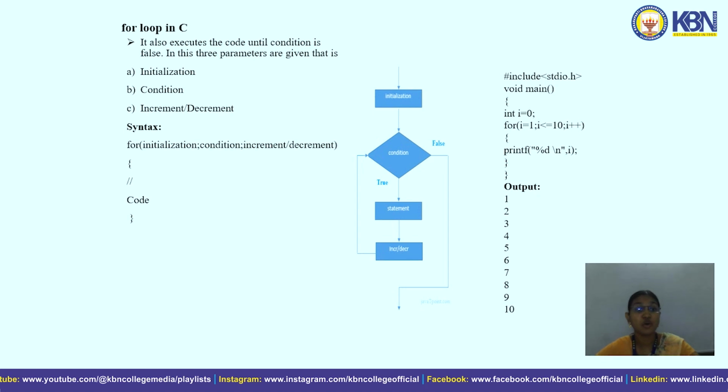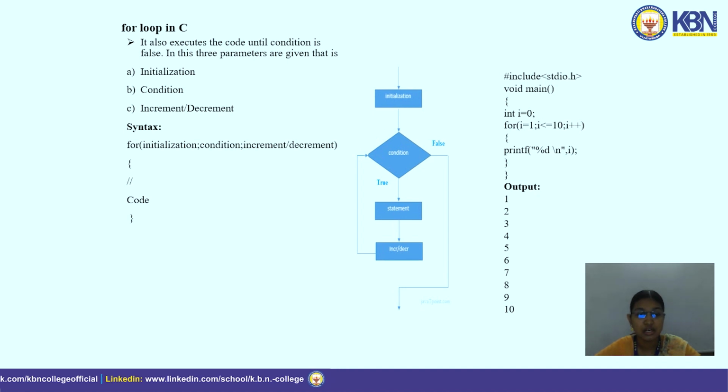Next one, the for looping statement. It executes the code until the condition becomes false. But in the for loop we have 3 parameters. The first one is initialization. The second one is the condition. The third one is increment or decrement. Let us see the syntax for initialization, condition, increment or decrement.